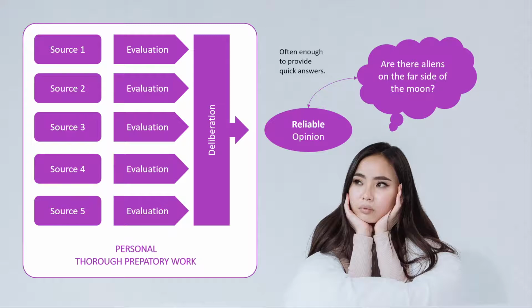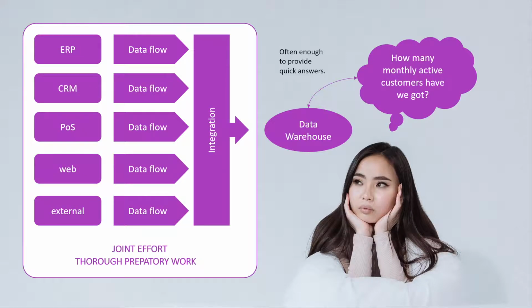And then you might ask, what has this got to do with data warehousing? Well, if you have a data warehouse, the situation is very similar. You have a number of sources with information. You evaluate these and you move data in a data flow. Instead of deliberating, we call it integrating data. And you form opinions within your data warehouse. So when you get a question, like how many monthly active customers have we got, it's often sufficient to go down to the data warehouse to provide a quick and confident answer.